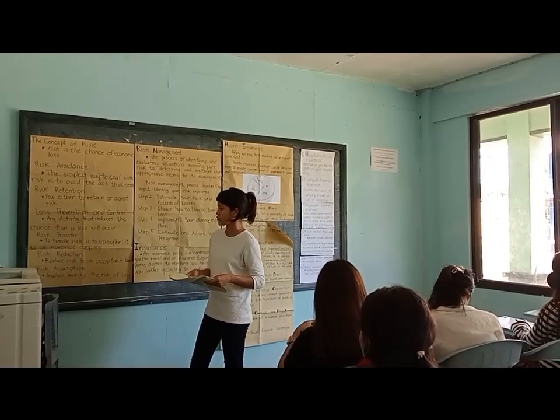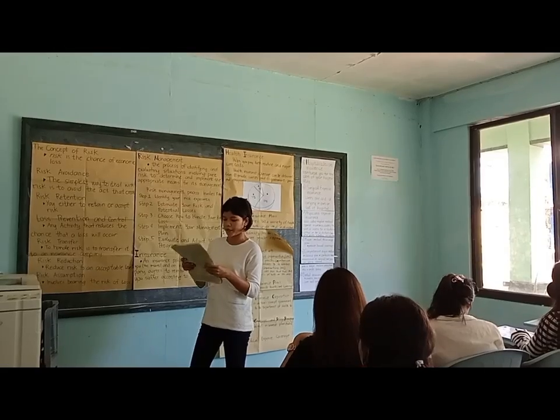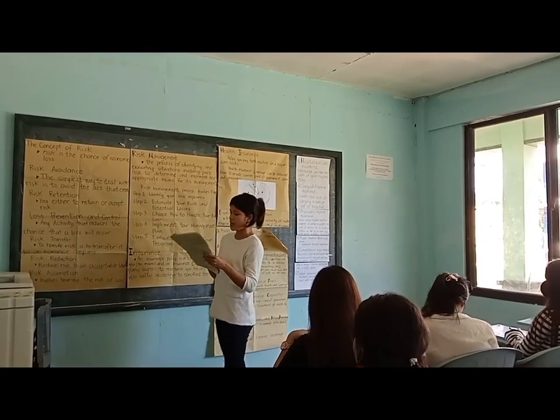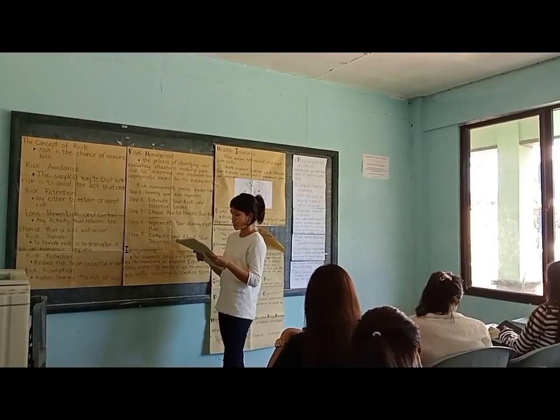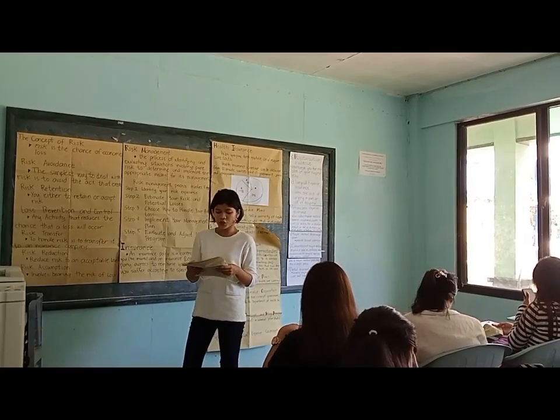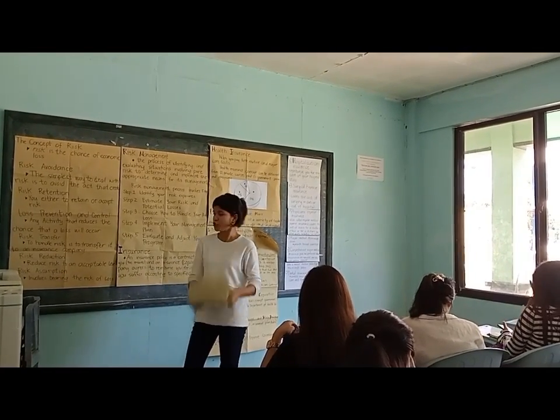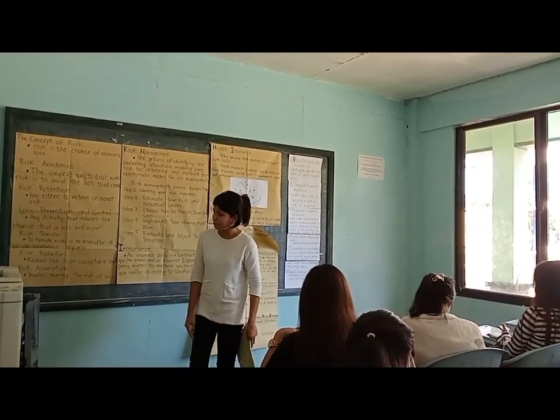Fourth, risk transfer. To handle risk is to transfer it to an insurance company. By purchasing an insurance policy, you transfer risk from the entity purchasing the policy to the insurer insuring the policy.